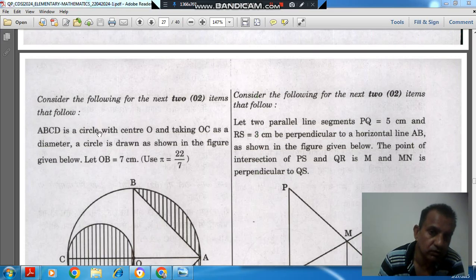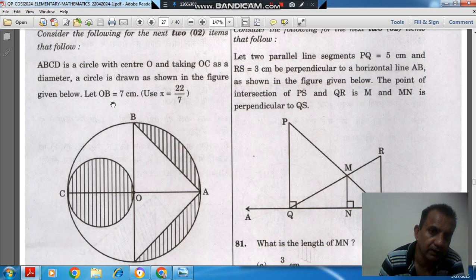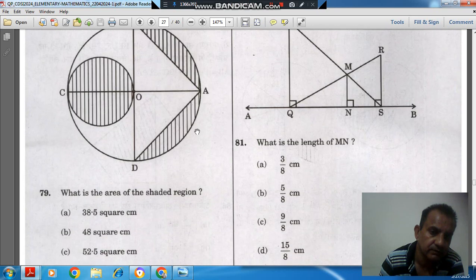For question number 79 and 80, there is a common statement: consider the following for the next two items that follow. ABCD is a circle with center O, and taking OC as diameter, a circle is drawn as shown in the figure below. Let OB be equal to 7 centimeter. Use pi equal to 22 by 7.